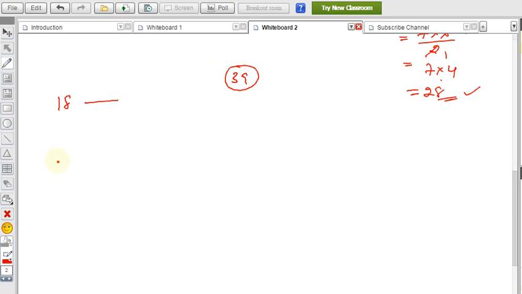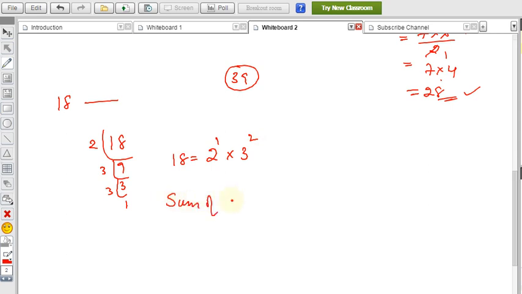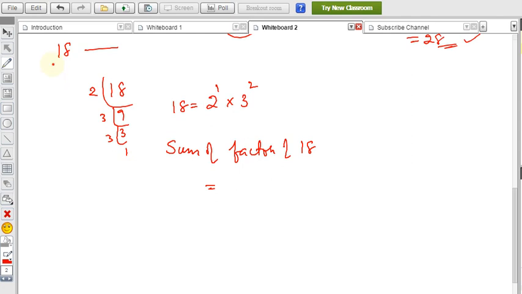Now we will use this formula. First of all, 18 we should write as a product of prime numbers. 2 nines are 18 and 3 threes are 9, 3 ones are 3. So 2 to the power 1 into 3 to the power 2 equals 18. Therefore, the sum of factors of 18, this is 2 power 1 into 3 power 2, we just have to add 1 to every power.